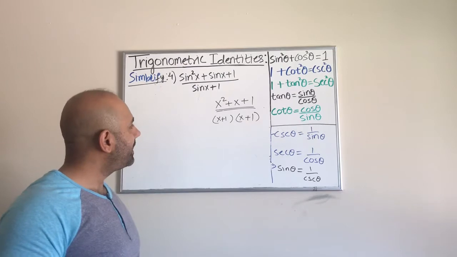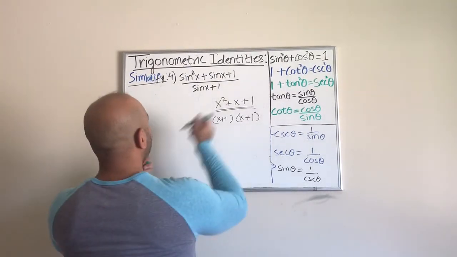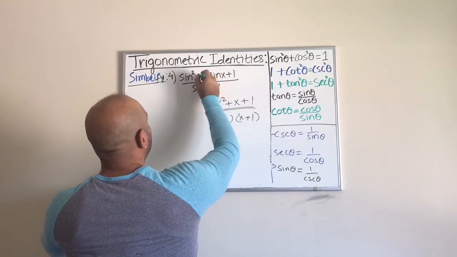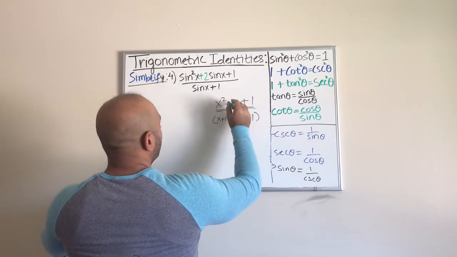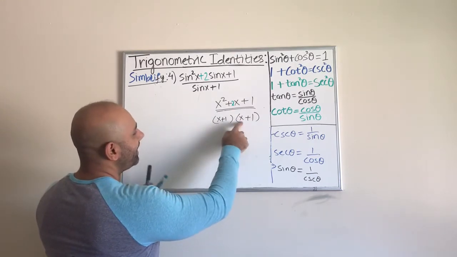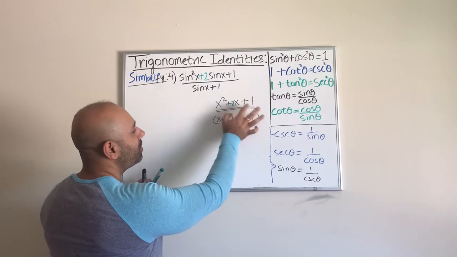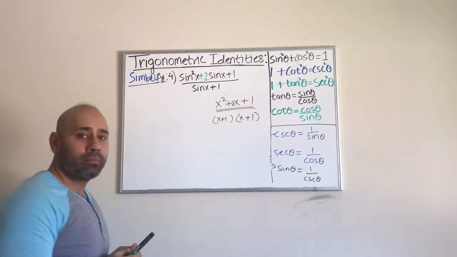Oh, I think I'm missing something. Oh, I'm sorry guys, I am missing a 2 here. There is a 2 here. So I'm going to put that 2 here. And now it makes sense because x times x is x squared, x times 1 is x, 1 times x is x, 2 x's will add up to 2x, and 1 times 1 is 1.